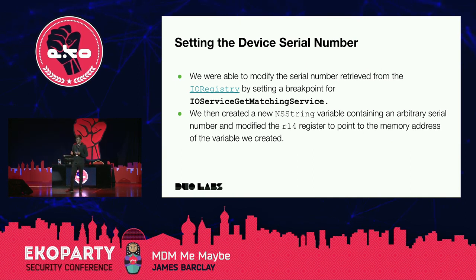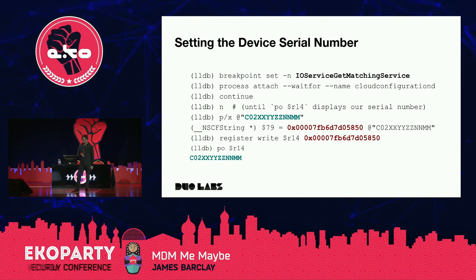We were able to modify the serial number retrieved from the I/O registry by initially setting a breakpoint for IOServiceGetMatchingService. We then created a new string variable containing an arbitrary serial number and modified the register to point to that variable we created. This can be seen in this listing here. We set a breakpoint for IOServiceGetMatchingService, wait for the Cloud Configuration D process to attach, continue, and then step through the execution of the program until we can see that the R14 register contains our serial number. Then we create a new serial number and write the register to point to that new variable.